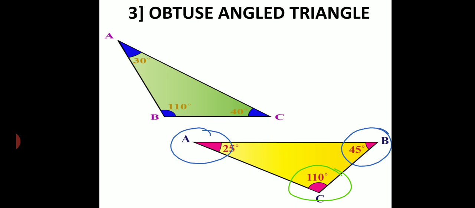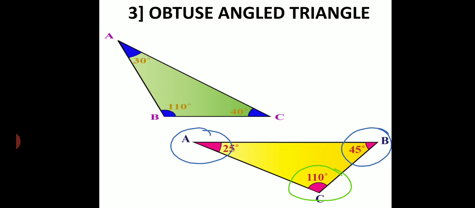So students, in both these example figures, we observe that in the first figure, that is triangle ABC, only angle B measures 110, which is more than 90 degrees, and the remaining two angles measure 30 and 40 degrees. So obviously, in this triangle, since out of the three angles one is an obtuse angle, more than 90 degrees, we call this particular triangle an obtuse angle triangle.